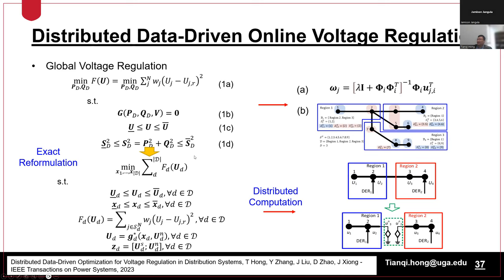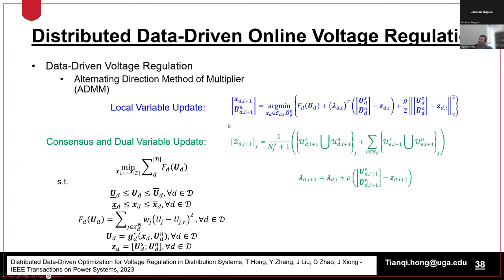And we can rewrite the centralized formulation into an agent-based voltage regulation problem. The reformulation is exact between the top one and the lower one. And we can use different distributed computation methods to force the coupled system into a decoupled one and solve it in a distributed manner. So in this example, we are using the alternating direction method of multipliers to solve this distributed data-driven online voltage regulation problem.